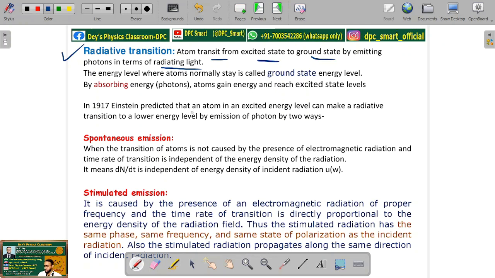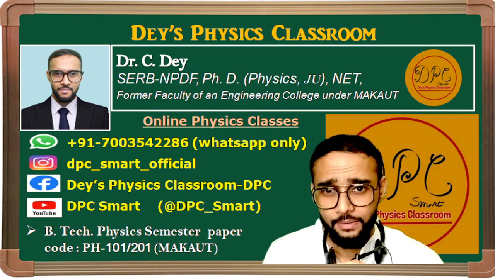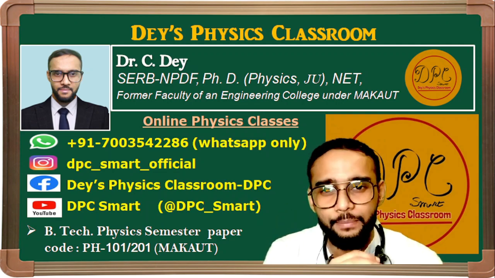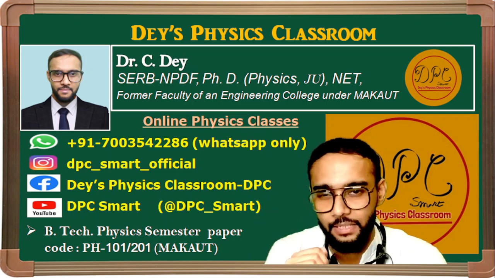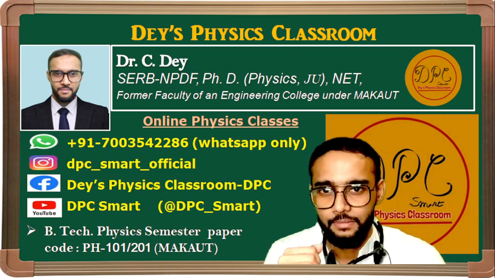Now in 1917, Einstein predicted that atoms in an excited level can make a radiative transition to the ground level by two processes, or the radiative transition may occur in two different ways. Number one is called spontaneous emission and the second one is called stimulated emission. Now what is spontaneous emission? When the transition of atoms from the excited level to the ground level occurs without the presence of external radiation energy density, then it is called spontaneous emission.